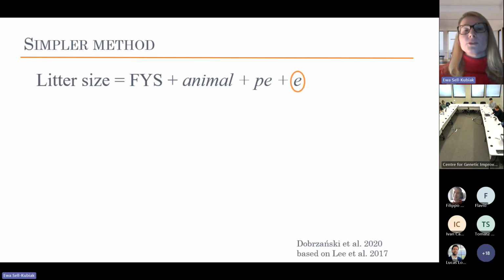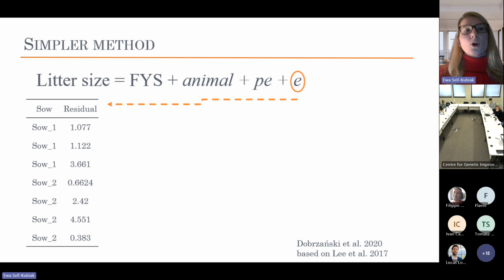So I was thinking about using a simpler method. Here you see a very simplified animal model for litter size, and of course we have our residuals. From whatever program you use to estimate variance components, you will get residuals per observation. Here you see an example of 2 sows. For each record of a sow, I got this residual, and that was the result of a classical analysis.